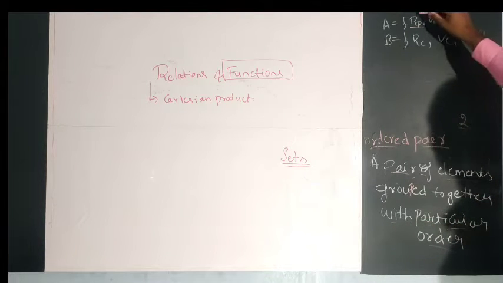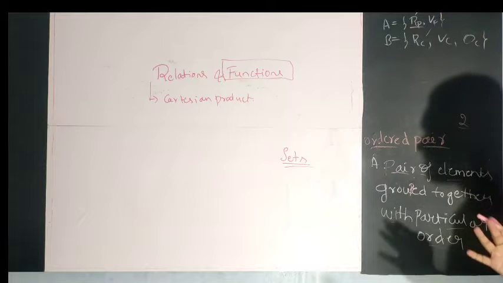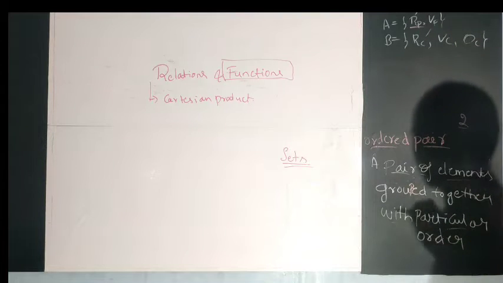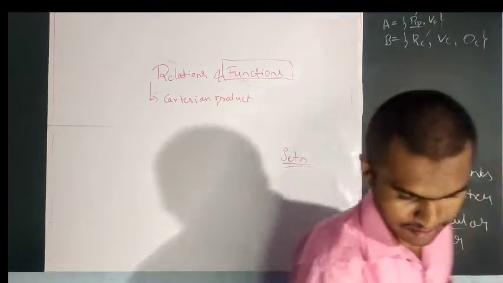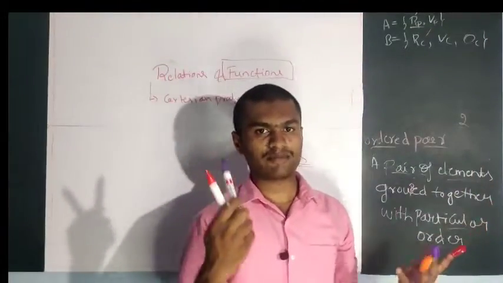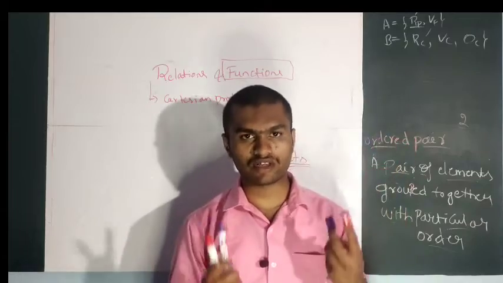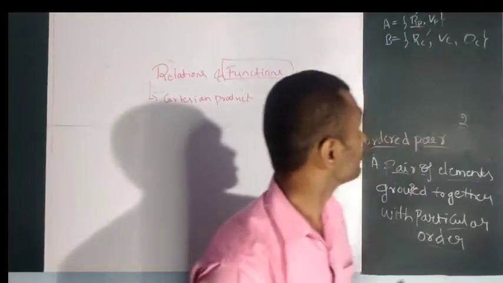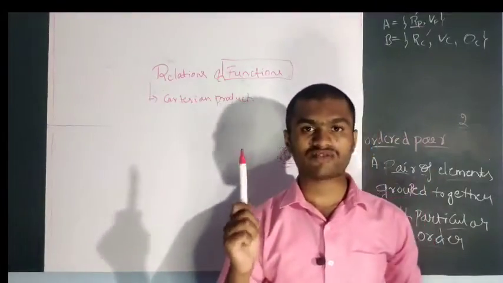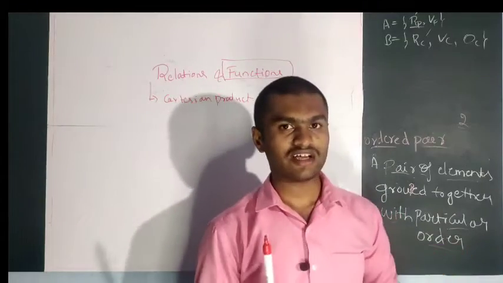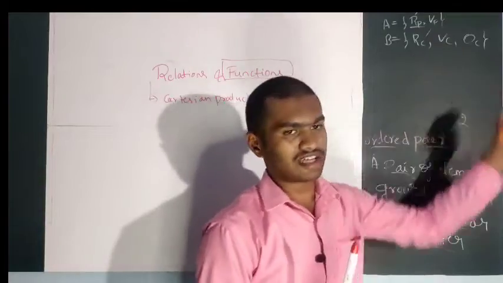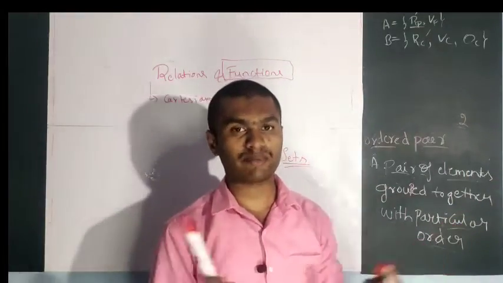Here I have pen and cap. I need to arrange the pen and cap, and that is the order. You can observe here, I have taken in set A two color pens and in set B three color caps. Now I will take one element of set A, then I will arrange the elements of set B with set A. So I will pair them.